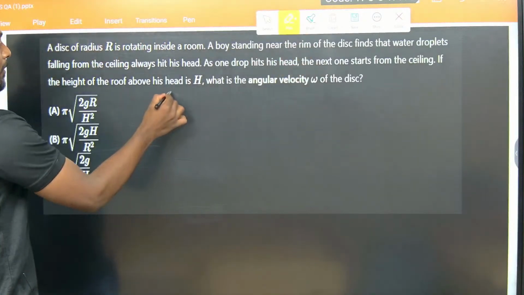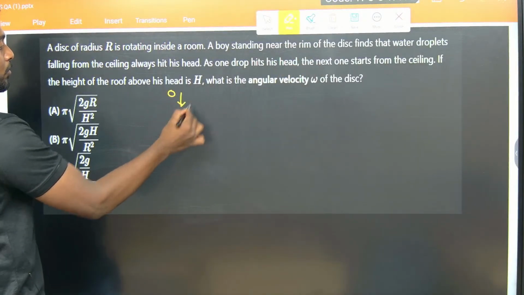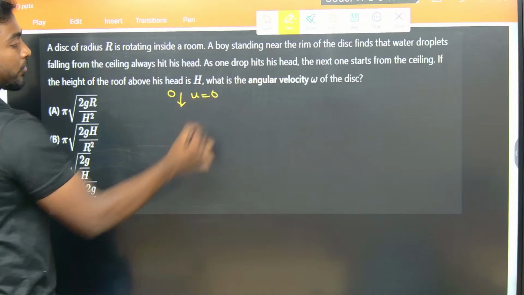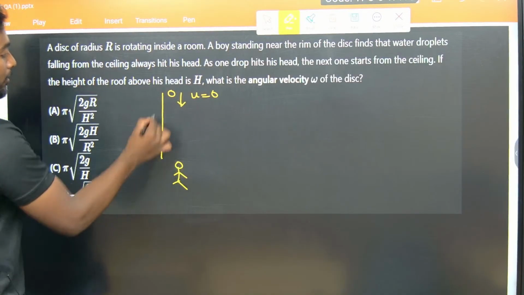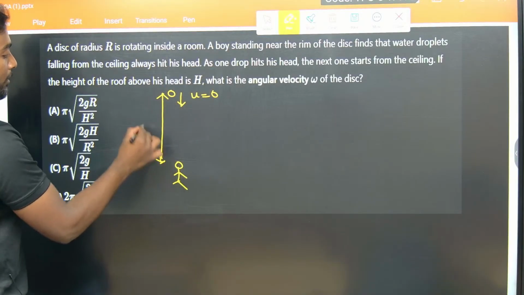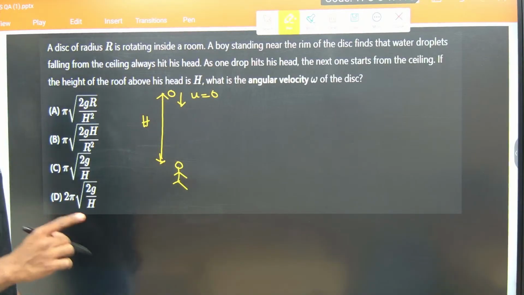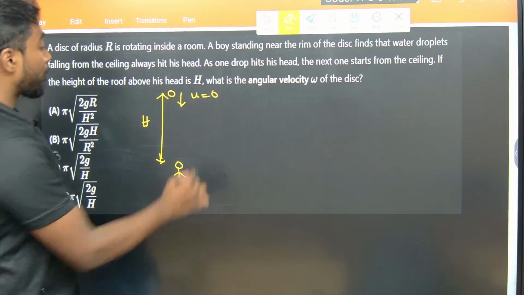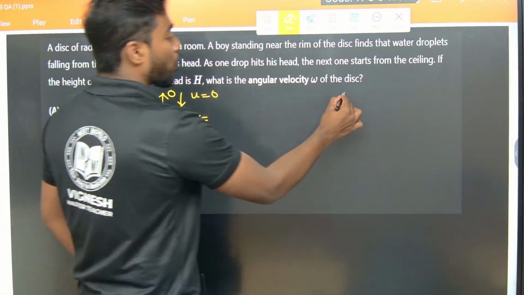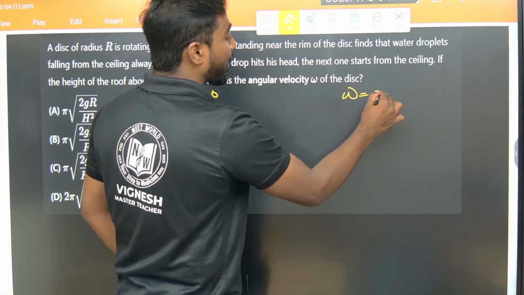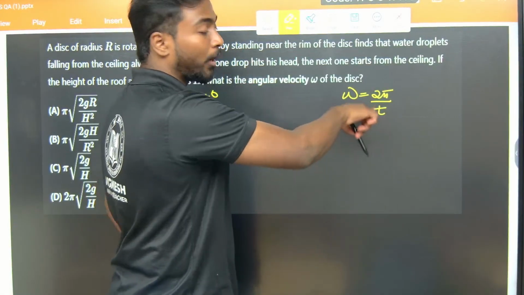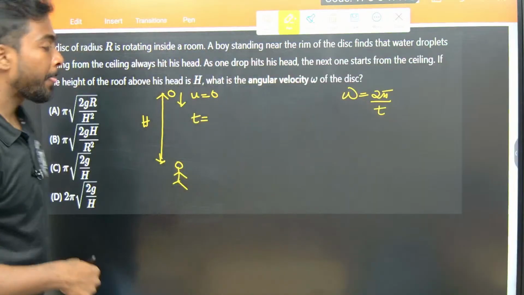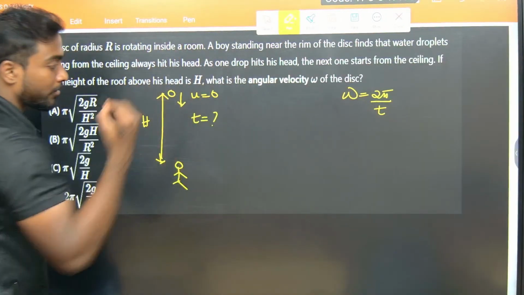If a droplet is falling, the initial velocity will be equal to 0. A person is standing here, and the height between them is h. I need to find t first. We know that omega is equal to 2 pi by t. If I find t, I can substitute its value. So I need to find the t value.